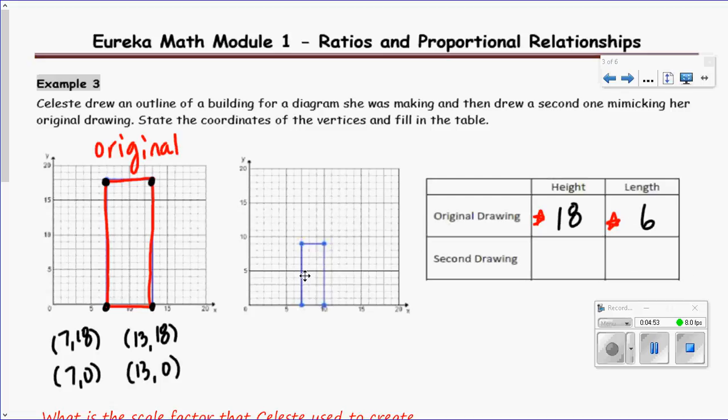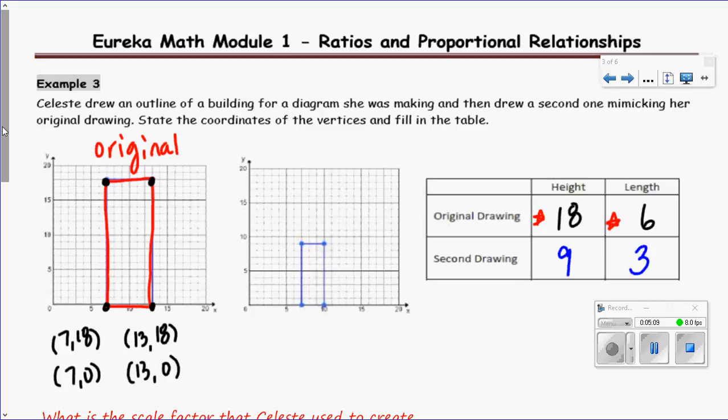Okay, now do it for the second drawing. Pause it and count the length and the distance for the second drawing. Then unpause it and see if you got it right. Okay, did you get 9 and 3 for the new one?